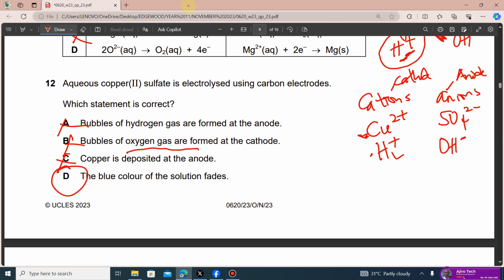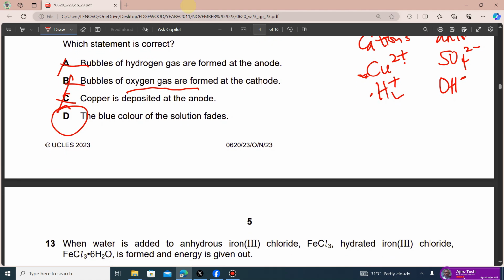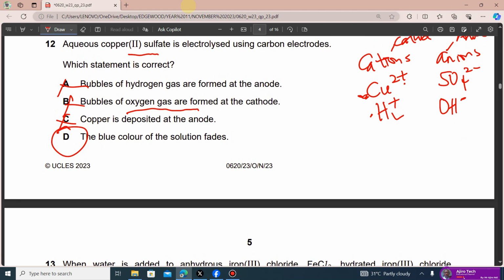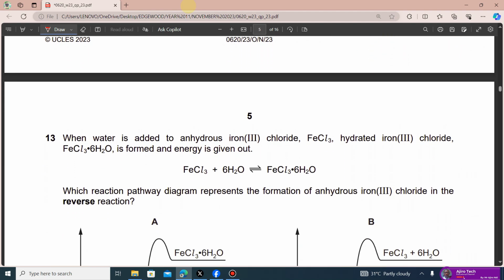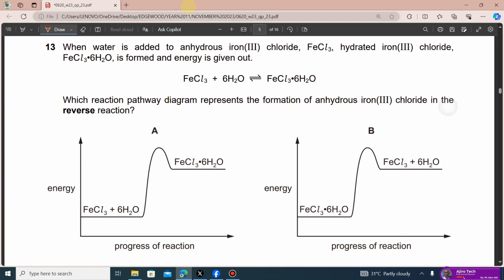And that's true, because in the solution, copper 2 sulfate is a blue solution. So as copper is deposited, as it loses ions and goes to the cathode, the color of the solution fades off. So the blue fades off because copper is being lost. All right, so this is one method to solve. This is a very good method to solve objective questions. It saves you a lot of time and you become more accurate.